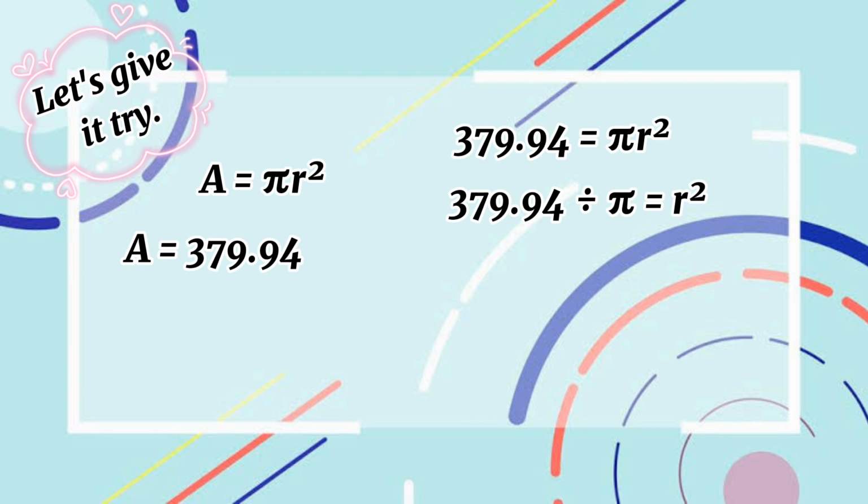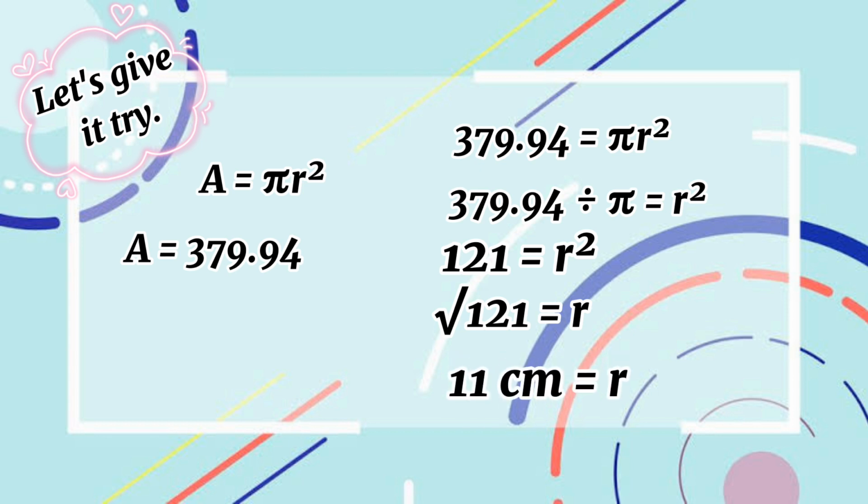It would be 379.94 divided by pi equals r squared. So the answer of 379.94 divided by pi is equal to 121. To find the radius, we need to take the square root of 121. The square root of 121 equals 11. The radius of a circle with an area of 379.94 square centimeters is 11 centimeters.